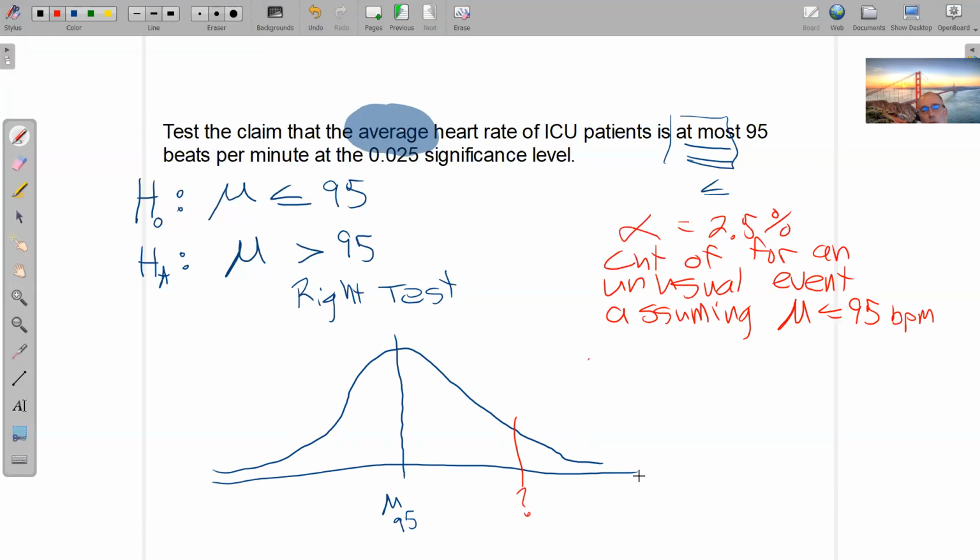The question is, how far out is it? Is it close enough to 95 to say, it's close enough, or is it far enough away, meeting the rare event rule, in this case saying, no, that's bigger than 95. Interesting. Okay, so back to the problem.